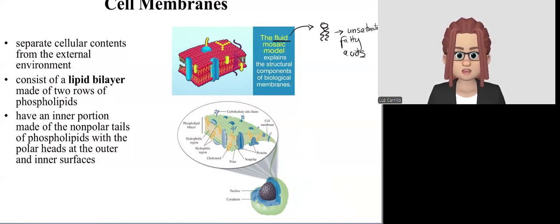The reason why this model is known as mosaic is because of the variety of the components. And as I just stated, remember that there's sugar, remember that there's cholesterol, remember that there's protein, remember that there's at least 2 different types of lipids in them. One of the main roles for this plasma membrane is allowing the entry and the exit of certain substances inside or to leave the cell.